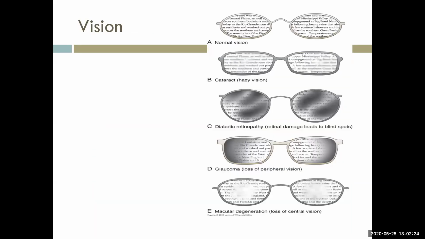This just kind of shows you vision, like if you were to normally read, and then if you had cataract, you can see through the middle, it's hazy. And then with diabetic retinopathy, they end up having black spots through there, or blind spots when they're looking. Glaucoma, it's the peripheral vision, so the outer side. And then macular degeneration would be the loss of central and the middle vision there.